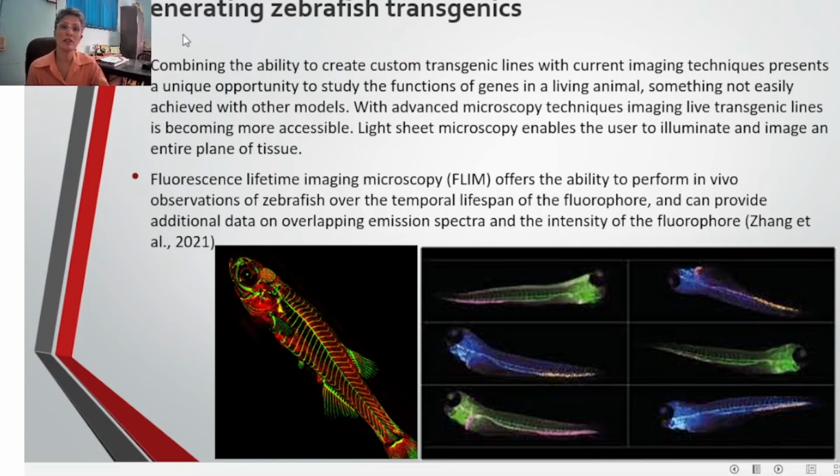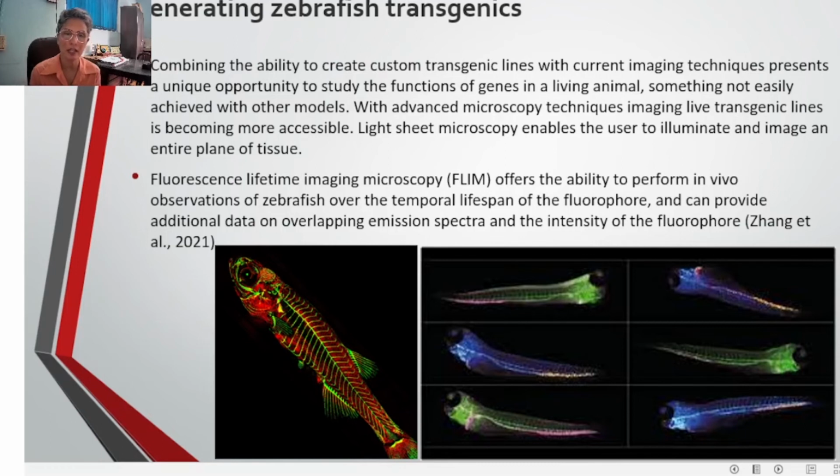Now, generating zebrafish transgenesis, combining the ability to create custom transgenic lines with current imaging techniques, presents a unique opportunity to study the function of genes in the living animal. Something not easily achieved with other models. With advanced microscopy techniques, imaging live transgenic lines is becoming more accessible. Light sheet microscopy enables the user to illuminate and image the entire plane of tissue.